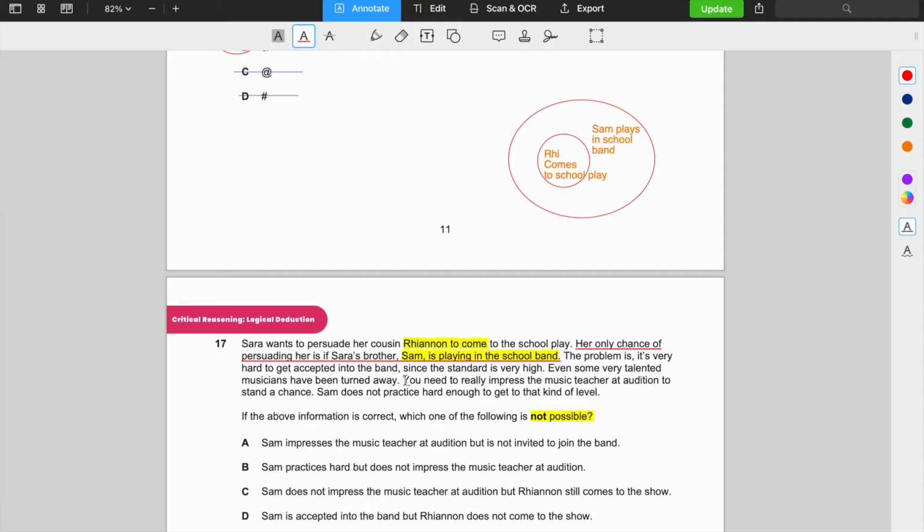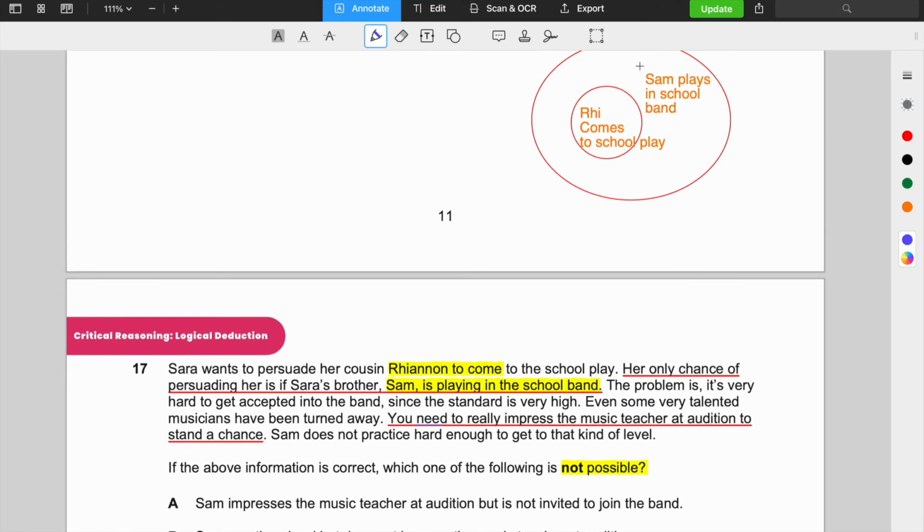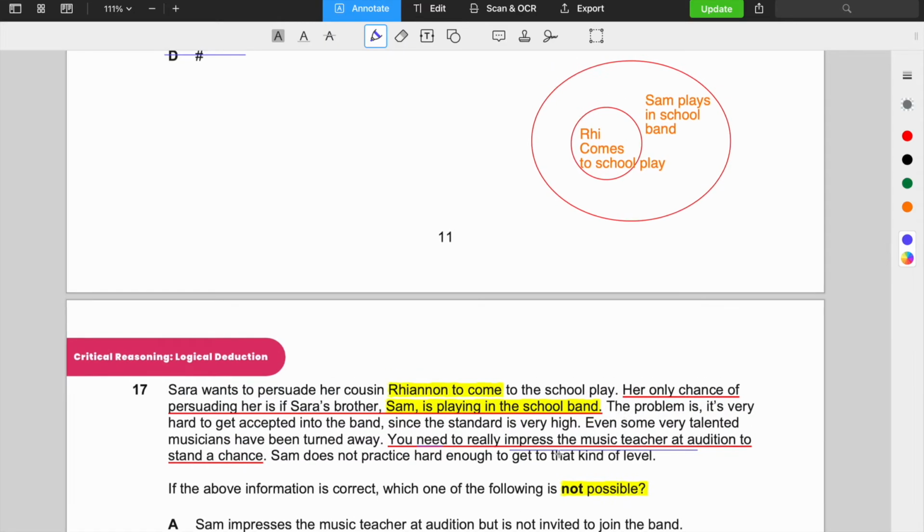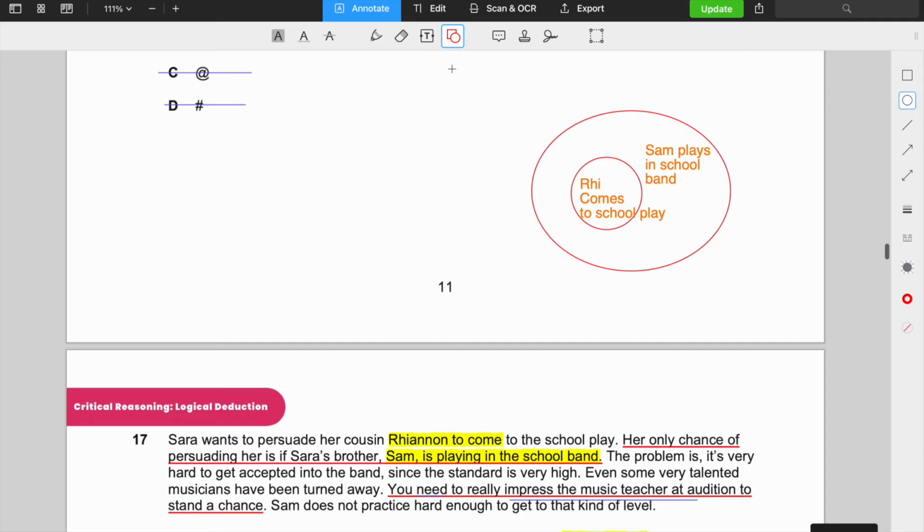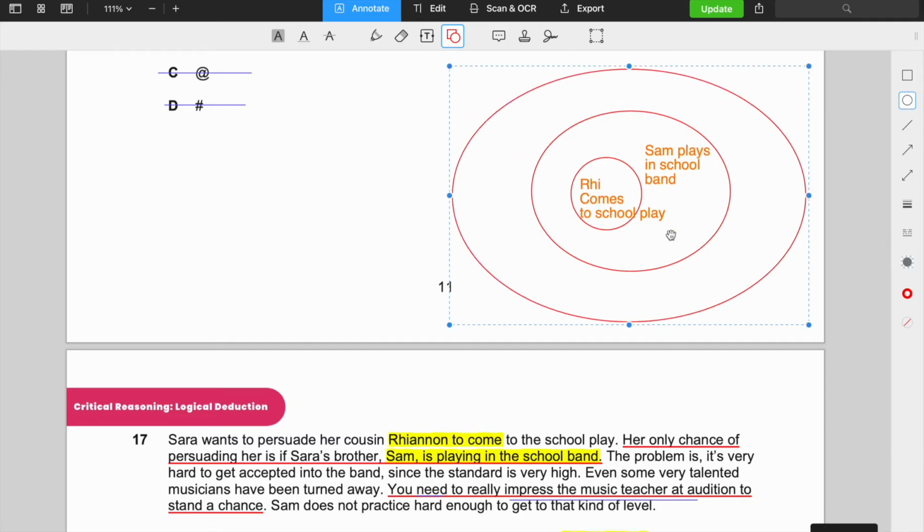So this is the next necessary condition. So how do we know it's a necessary condition? Because of the word need. So what's the necessary condition for Sam to play in the school band? Impressing the music teacher. So he needs to impress the music teacher to stand a chance. So if he does play at the school band, he has definitely impressed the music teacher. So we can actually draw a larger circle encapsulating Sam plays in school band, which represents the necessary condition being fulfilled of Sam impresses music teacher.